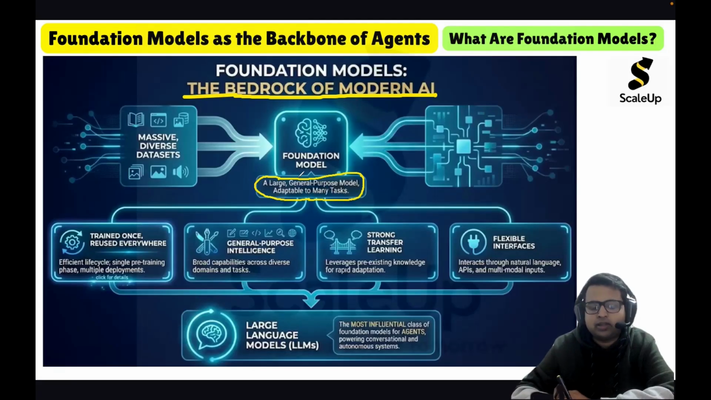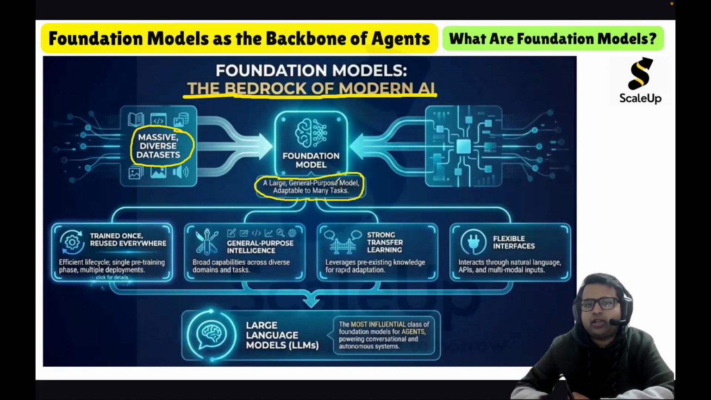Foundation models are very large models, like very deep neural networks. They are trained on massive, diverse data sets, like petabytes of data, covering all the books, web pages, databases, images, audio, video. And a very important thing about foundation models is that they are general purpose. It means they can solve many tasks. You can accomplish different tasks using the same foundation model.